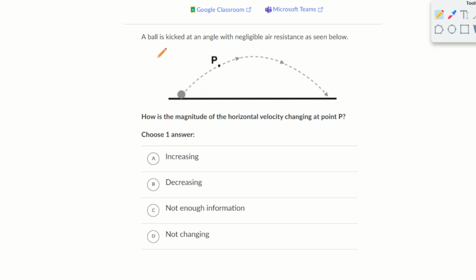Okay, question 3. A ball is kicked at an angle with negligible air resistance as seen below. How is the magnitude of the horizontal velocity changing at point P? So I've said this many times on this channel, but when we have projectile motion, let's say the ball is up here, the only thing acting down on it is force gravity. And since force gravity is the only thing acting on it, and this is in the vertical, so that'd be in the y-axis, there are no forces acting in the x. So remembering that there are no forces in the x, that means there's nothing causing the x velocity to slow down.